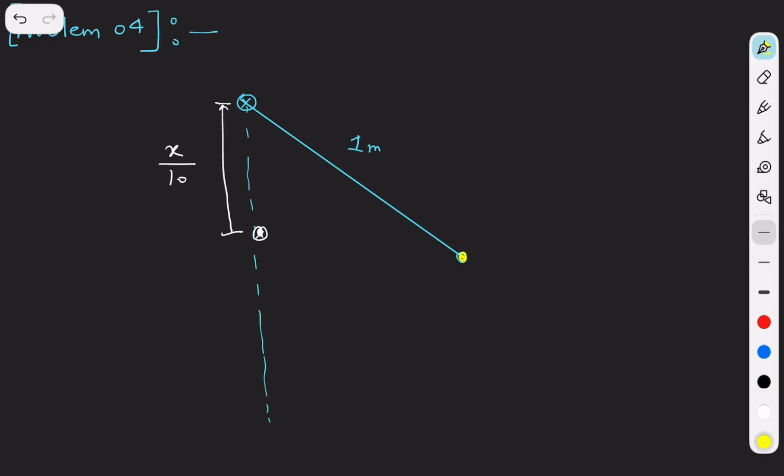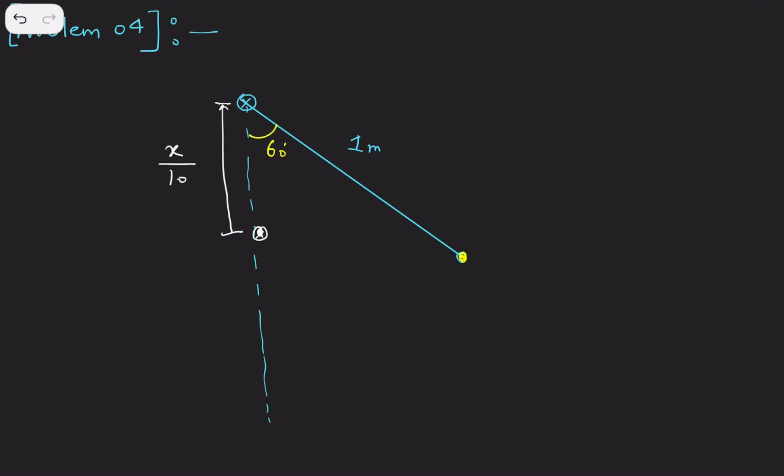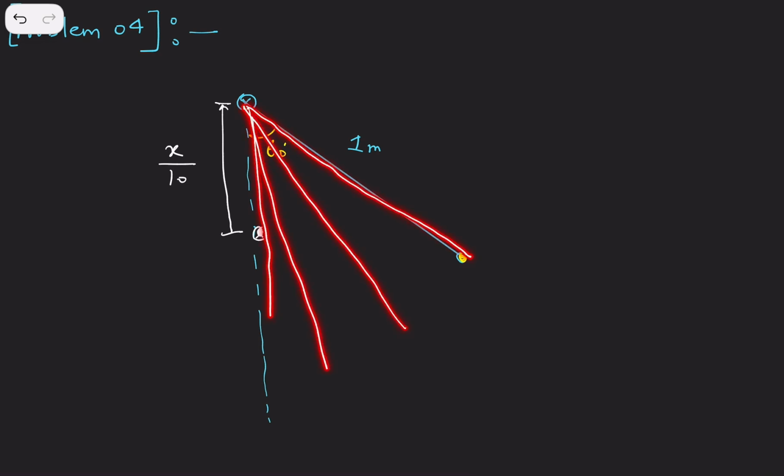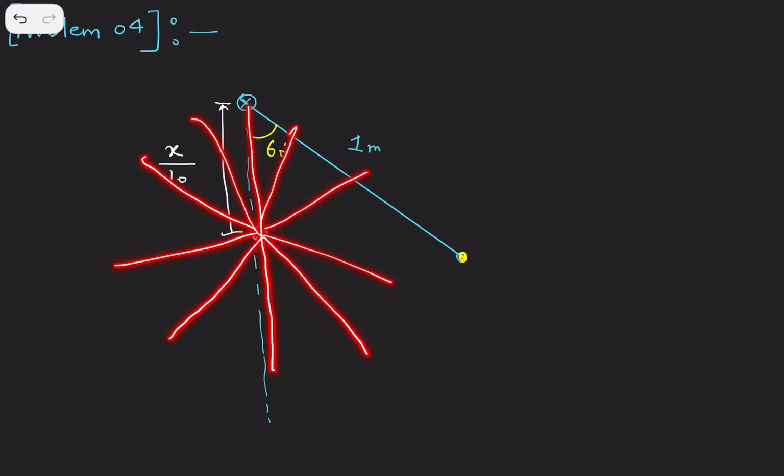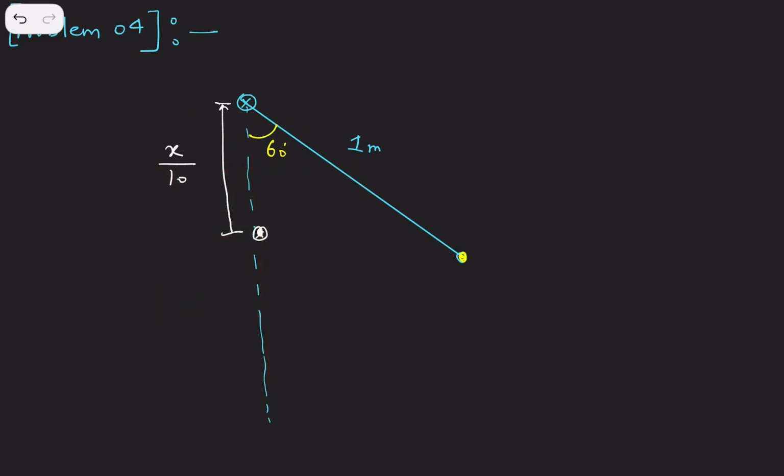The question is, what should be the value of x so that when the string hits the nail, the particle should be able to do the full circle. As the string comes down, it will hit the nail, and then it will move in a circle with the remaining length. It should be able to do a full circle in that case.